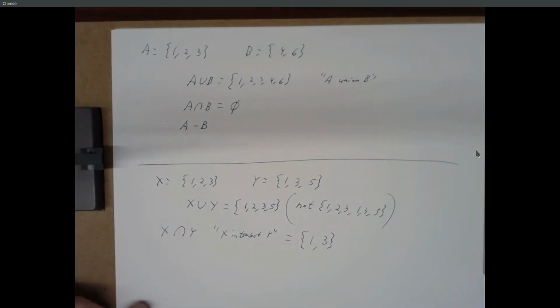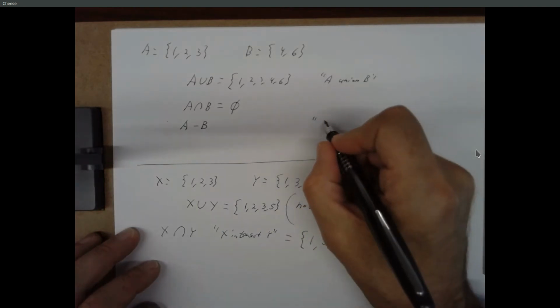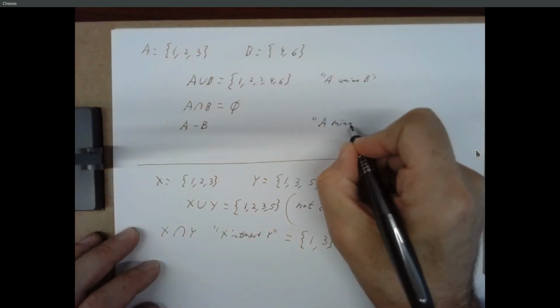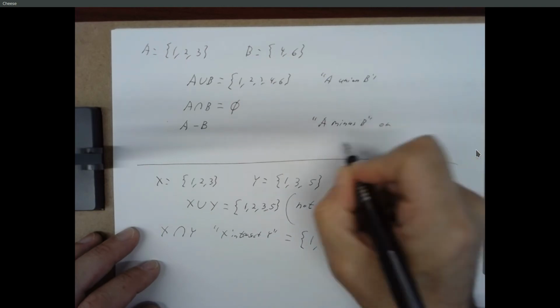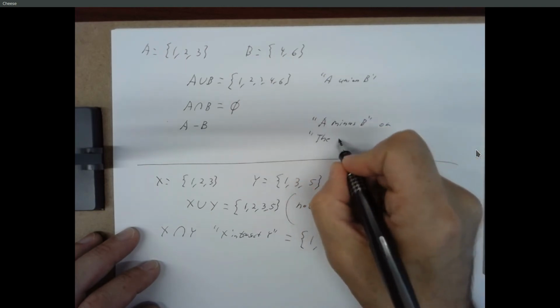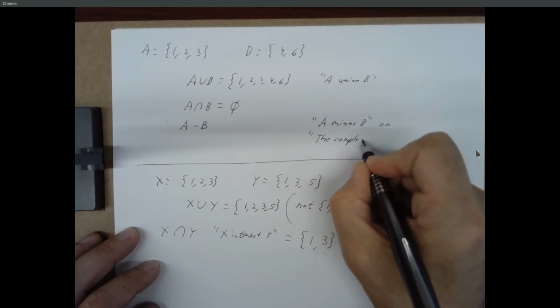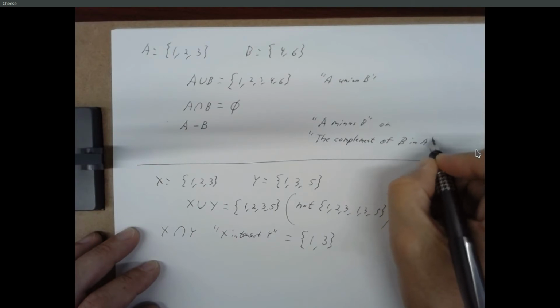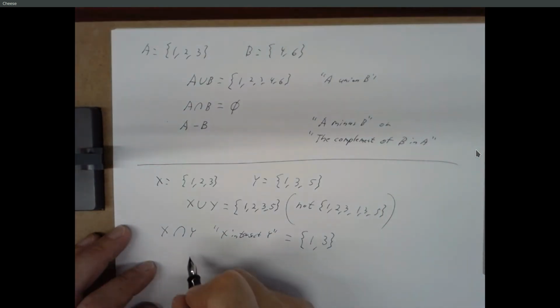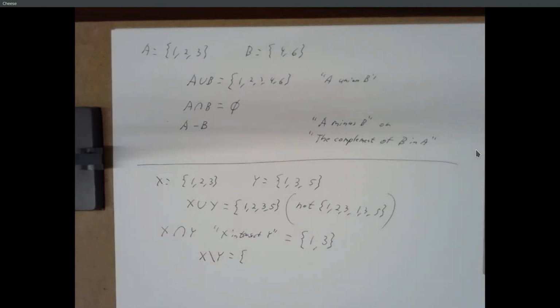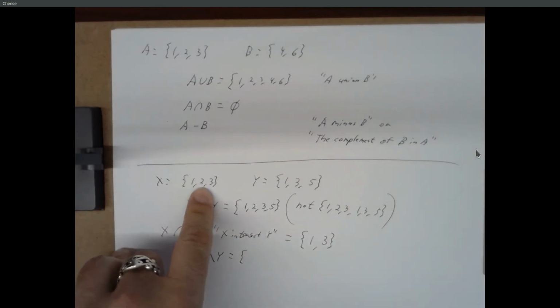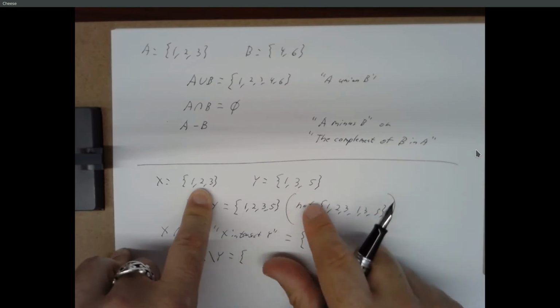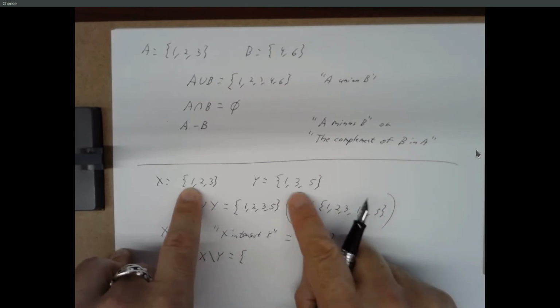All right, we can also talk about subtraction. A take away B. And we can call this A minus B, or the complement of B in A. So let's do it with X and Y first. X take away Y, or X minus Y. It means start with the set X and throw away anything that you find in Y. Start with X, throw away anything that's in Y.